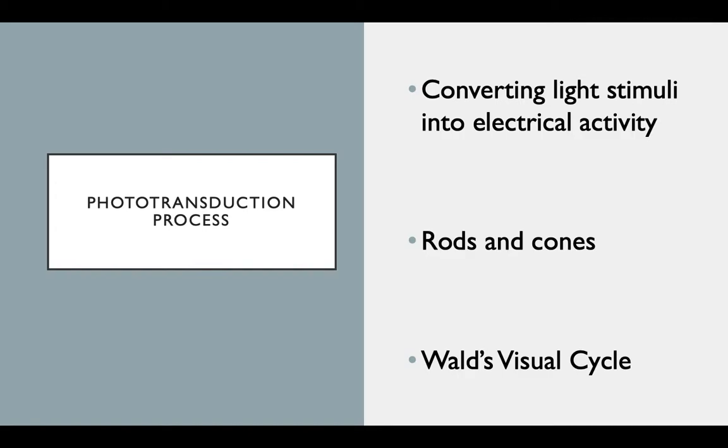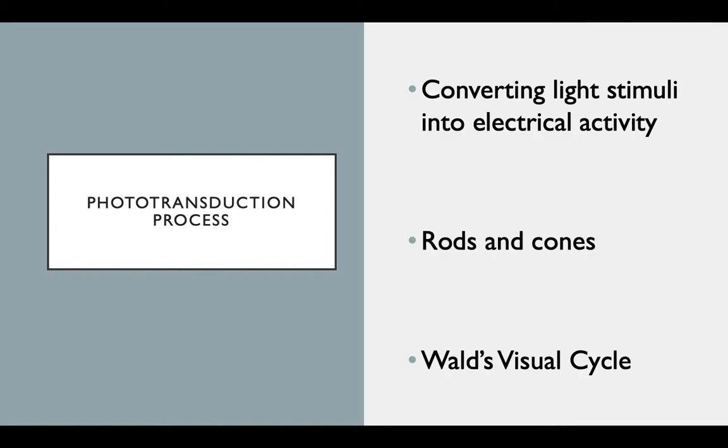Prior to going through the pathway of how phototransduction occurs in human physiology, let's first define it. Phototransduction is the mechanics of converting light stimuli into electrical activity by the rods and cones of the eye. This means the body will take the light that someone is exposed to. It is then converted into various electrical signals.